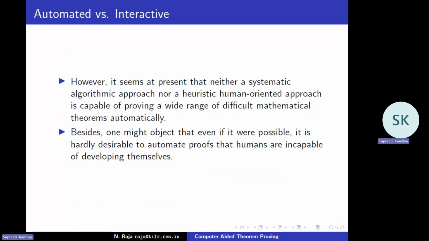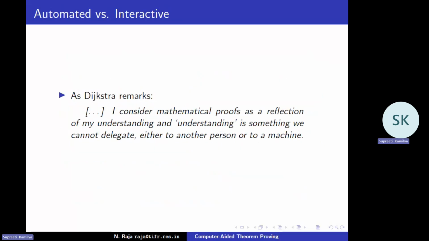Here is something from Dijkstra, who has done a lot of work in computer science. He says, "I consider mathematical proofs as a reflection of my understanding. And understanding is something we cannot delegate either to another person or to a machine." So this runs completely counter to the whole area of trying to do proofs automatically.